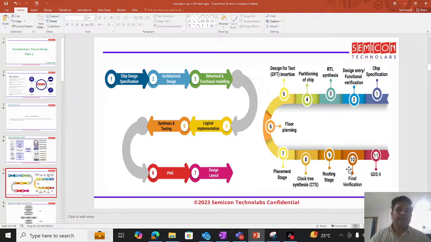Okay, and it can be formal verification as well between post PNR netlist and synthesis netlist, or post PNR netlist and RTL as well. Okay, and finally, once the checks are completed, even including the EMIR checks by RedHawk tool, then finally we will have GDS2. Okay, or nowadays we are having OASIS as well apart from GDS2.